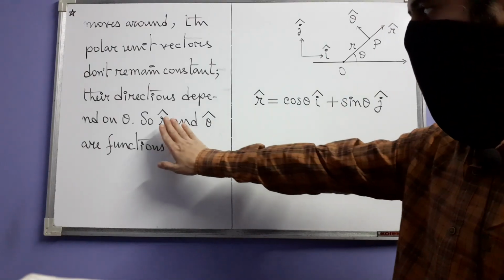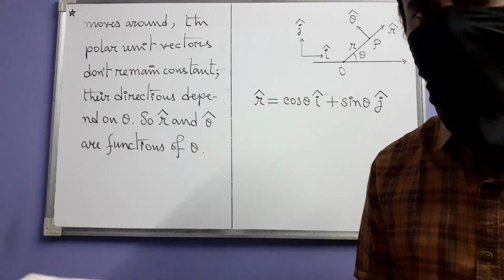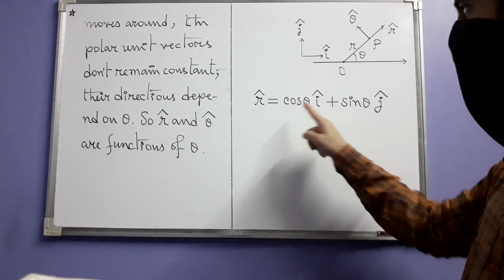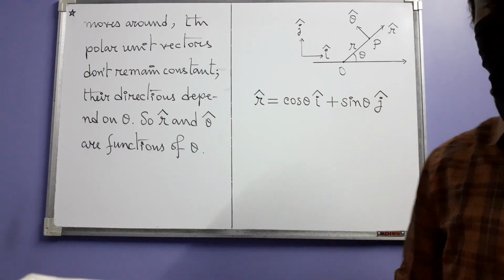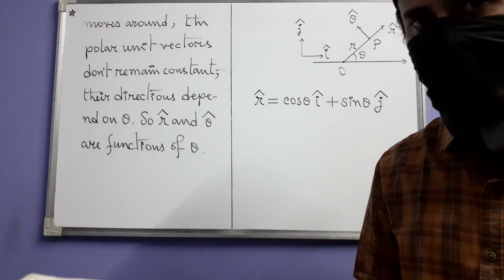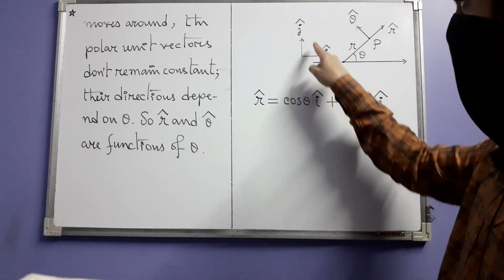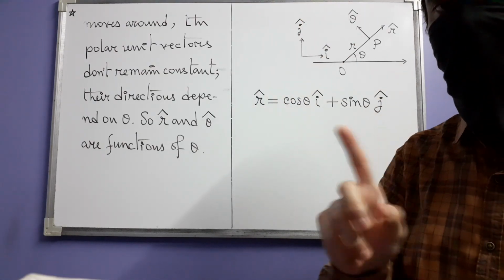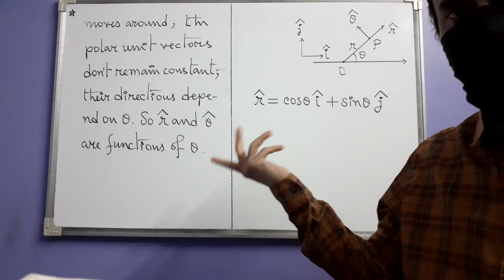So r hat, for example, is a function of theta, but which function? This function. r hat is cos theta i hat plus sin theta j hat. So here we have expressed r hat as a function of theta, and in that we have these fixed unit vectors i hat and j hat. But where is this coming from?